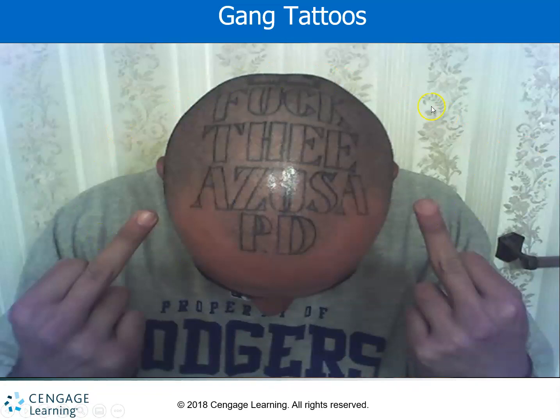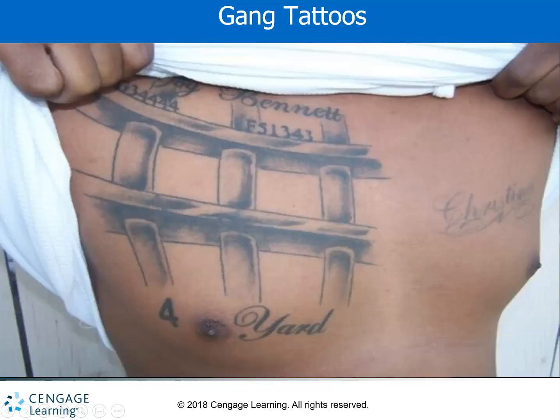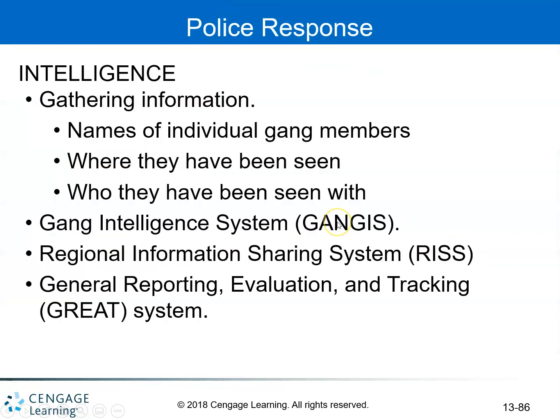Sometimes the tattoos are very straightforward when you look at the top of this guy's head. Other times you'll be able to tell if they've done time in prison based on what they have. Yard, meaning like prison yard. Here's the bars, and here's his prison number, his identification number. So you can tell that this individual did some time in prison. So these are all things for you to look at.